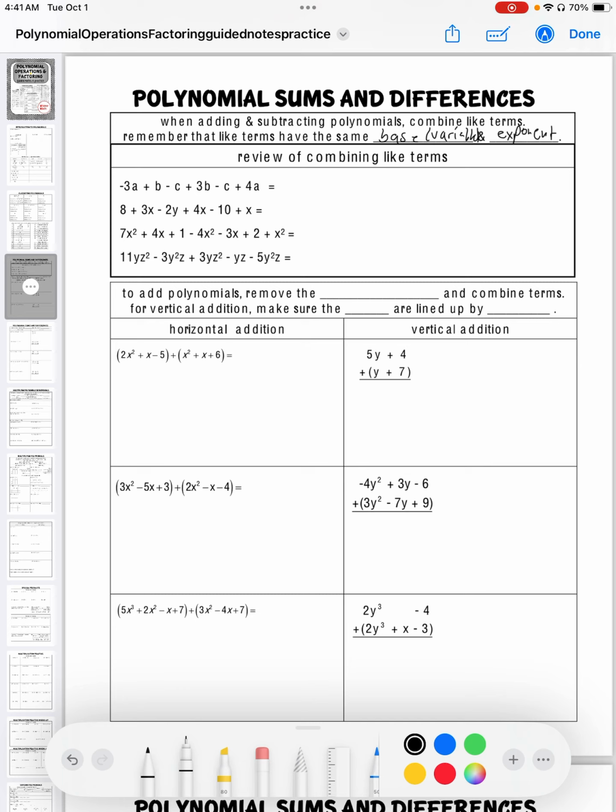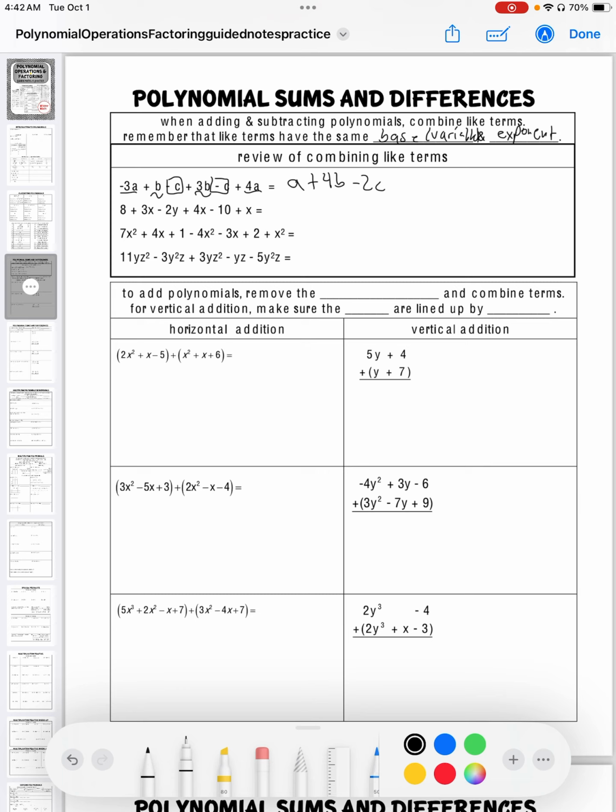So for this first example, the ones that are like terms would be the ones that have the same variable. Since none of them have an exponent bigger than 1, we can combine negative 3a and 4a. Negative 3 plus 4 is 1, so this would be 1a. Then we can combine b and 3b. B plus 3b would be 4b. And then we can combine negative c with negative c, and that would be negative 2c. So we have a plus 4b minus 2c. The reason I did it in this order is because we want to go in alphabetical order, A, B, C.